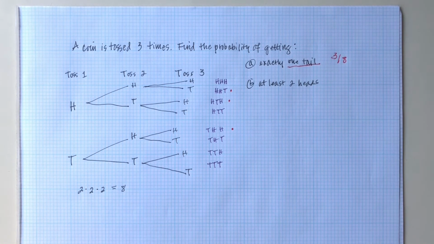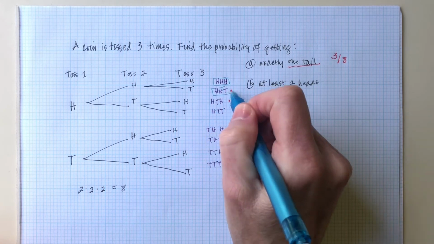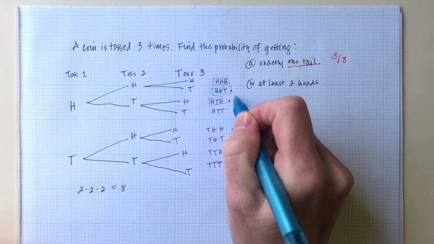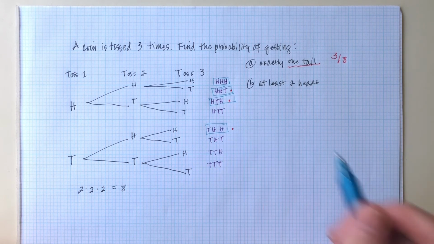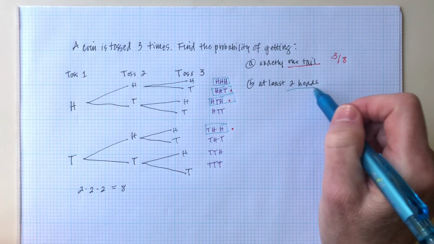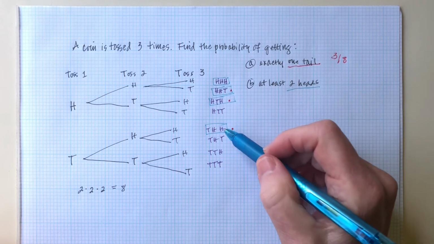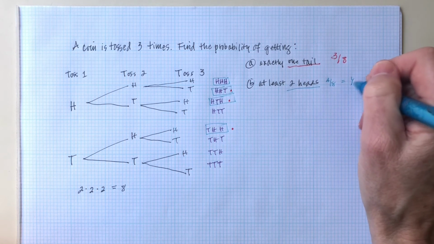Now let's look at the other part of the question. Which outcomes show at least 2 heads? So for that, we have this one, this one, this one, and this one. And those are the only options that have at least 2 heads. So that's 1, 2, 3, 4 out of the 8, which simplifies to 1/2.